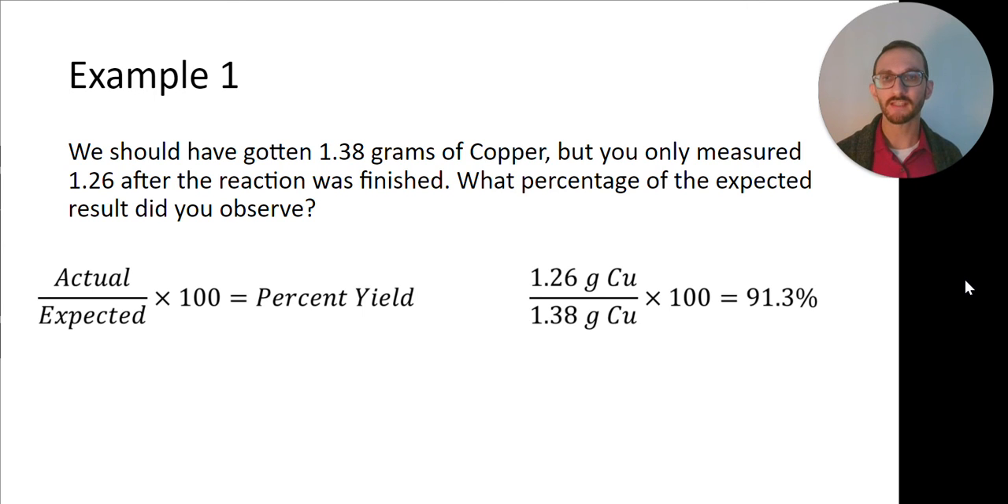So again, the formula is actual over expected times 100. So we actually observed 1.26 grams. We were expected to get, we should have gotten 1.38 grams. So we divide, then multiply by 100. And so our percent yield in this situation would be 91.3%. This is a very high percent yield, right? This would be an A if this was your grade. Chemists in the field, in manufacturing, would be very pleased to get a 91% yield.